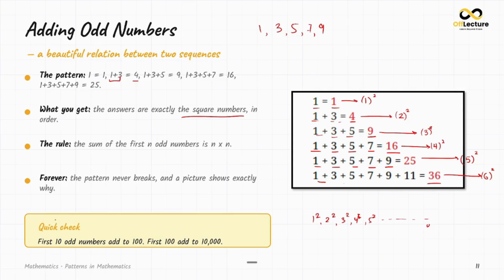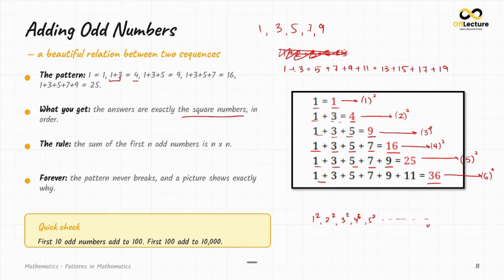We can check for the first 10 odd numbers because it will be easier to calculate. So 1 plus 3 plus 5 plus 7 plus 9 plus 11 plus 13 plus 15 plus 17 plus 19. So how should we add them? Should we add them like this? 1 plus 3 is 4, 4 plus 5 is 9, 9 plus 7 is 16, 16 plus 9 is 25.